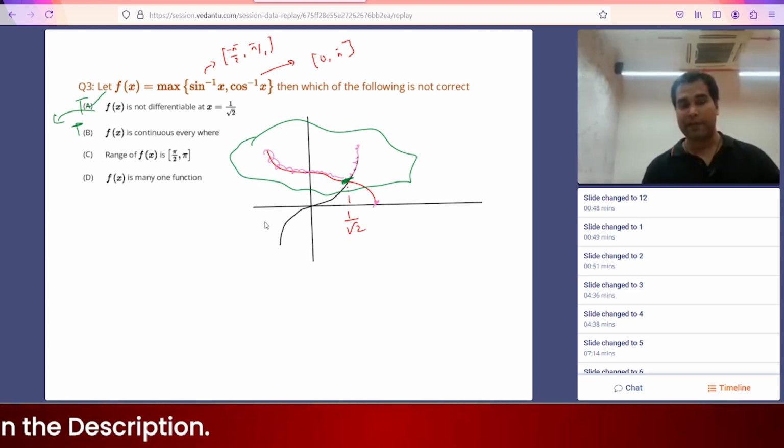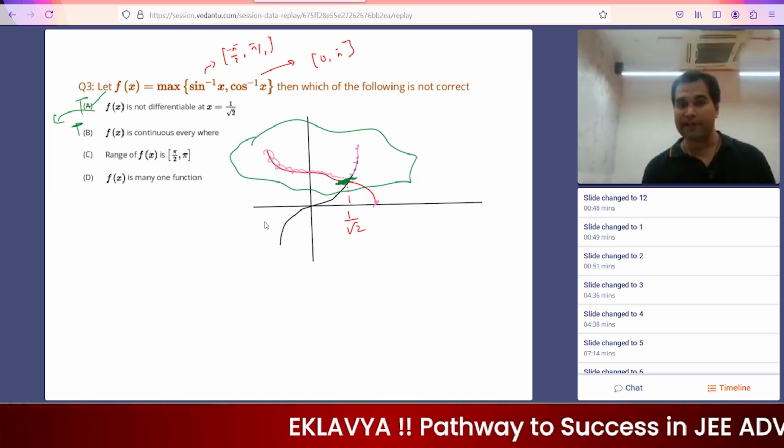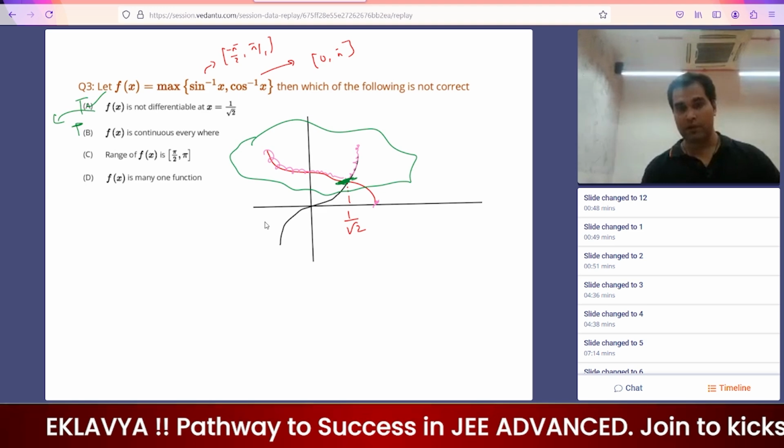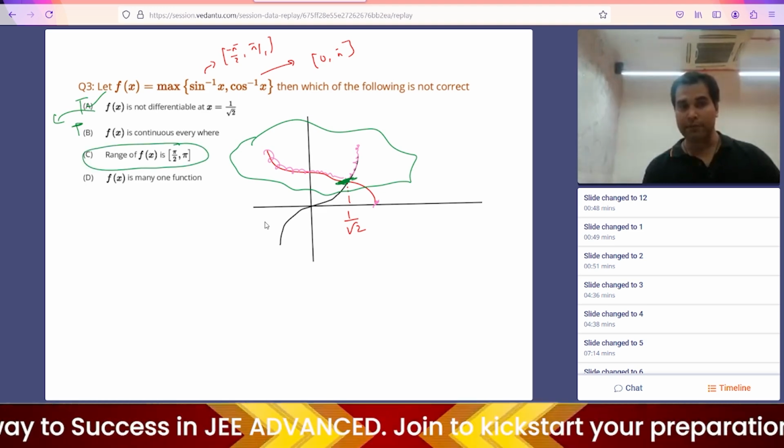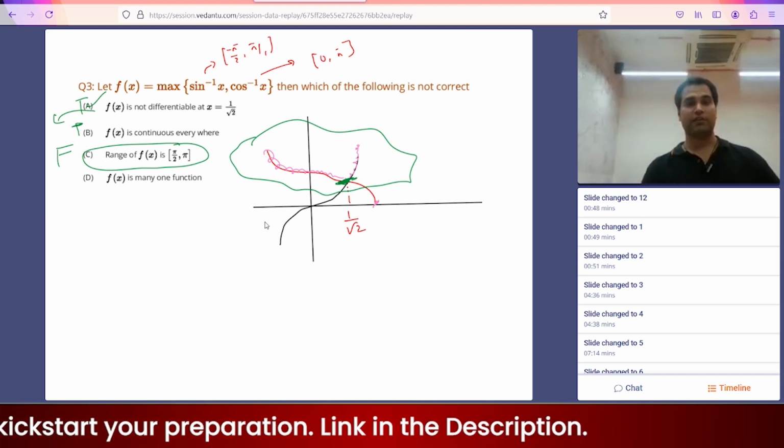Range of f(x) is pi by 2 to pi. No. All the values are not covered. This means both the points are pi by 4. And here the range of the function f(x) is given as pi by 2 to pi. This means this option is wrong.